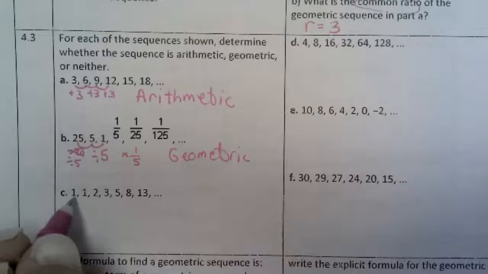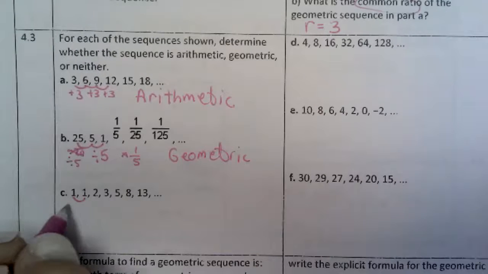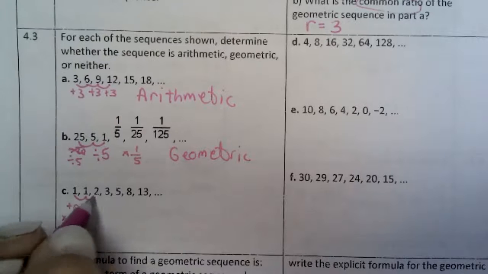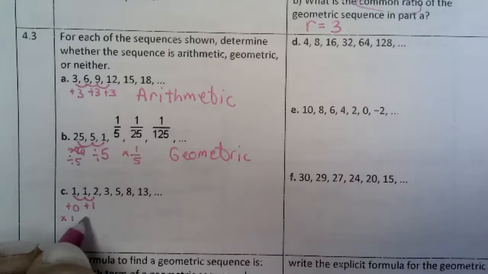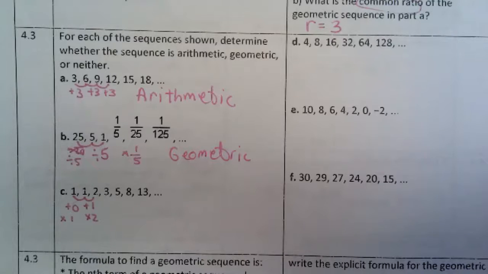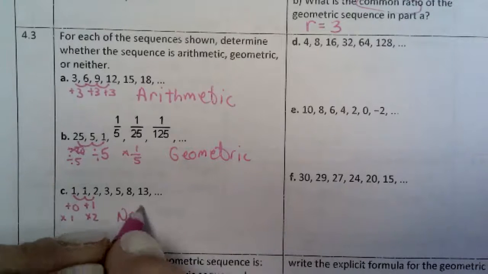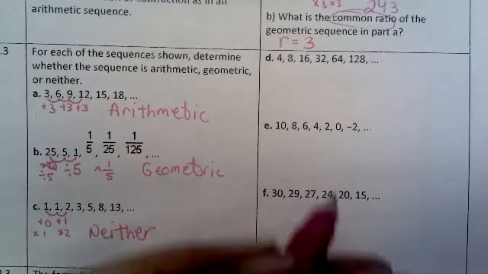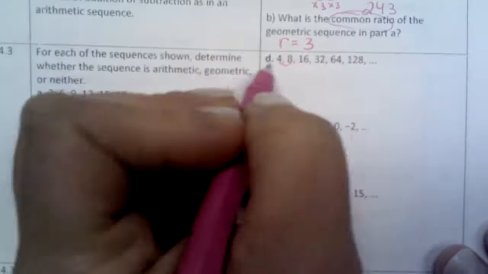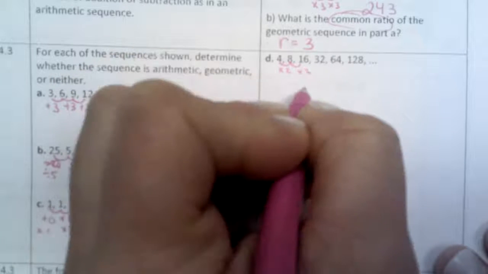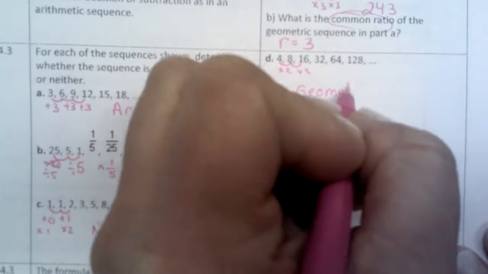Okay, so for this next one, to get from 1 to 1, I would have to add 0 or multiply times 1. To get from 1 to 2, I would have to add 1 or multiply times 2. So you notice there's already no pattern here. It's different values. Okay, so that's going to be neither. Okay, this next one, to get from 4 to 8, and then 8 to 16, I'm multiplying by 2 each time. So this one is a geometric sequence.